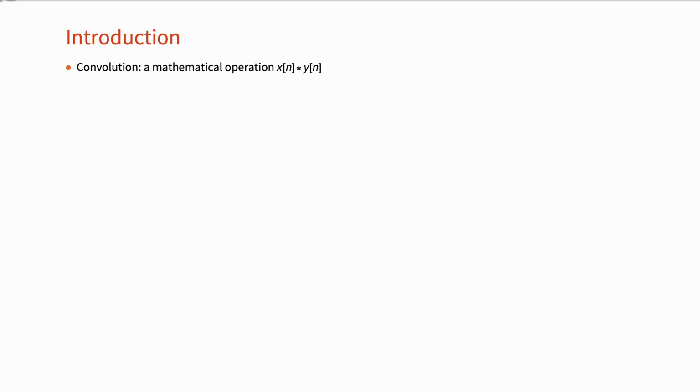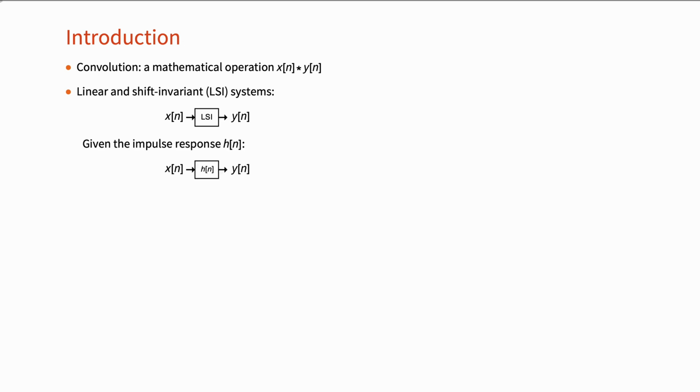In this lesson, we'll go over convolution, a mathematical operation denoted by an asterisk between two discrete-time sequences x[n] and y[n]. Convolution is very useful in signal processing as it relates the input and output of an important class of systems called LSI systems, or linear shift-invariant systems. If we know the impulse response of an LSI system, the output response of the system to any input signal can be found using convolution.